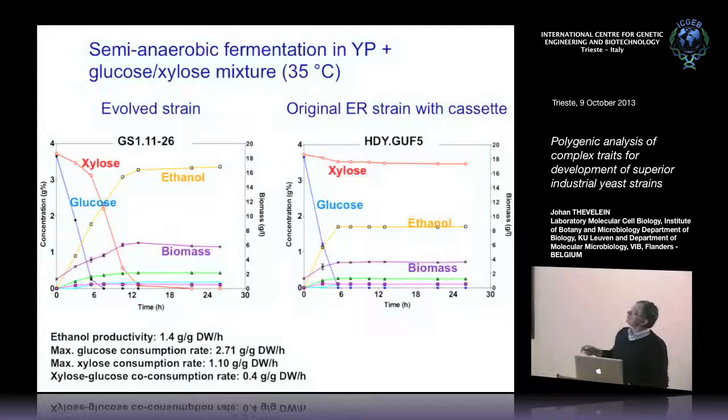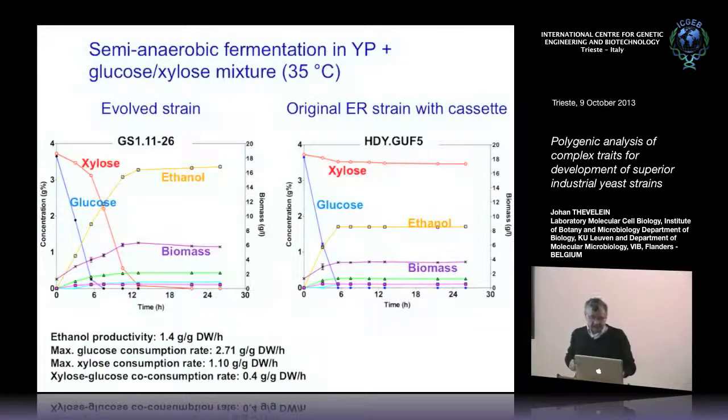It's not so high. The strain does not make any xylitol, which is a problem with the redox pathway. Here we don't have any problem with xylitol formation. And you see the original Ethanol Red strain with the cassette. It also does very well with glucose, but the xylose is not consumed.